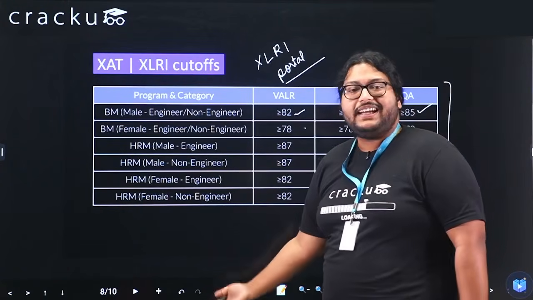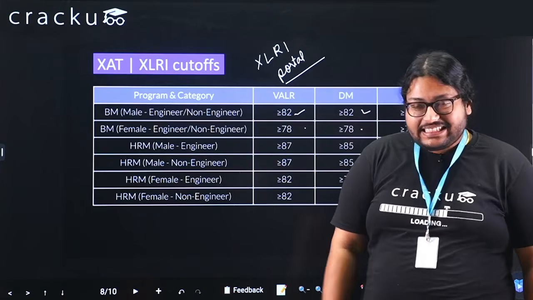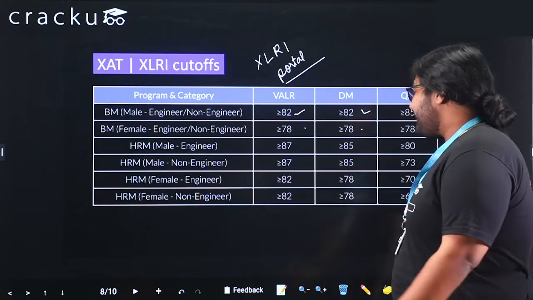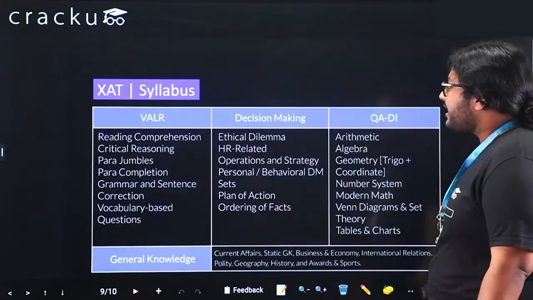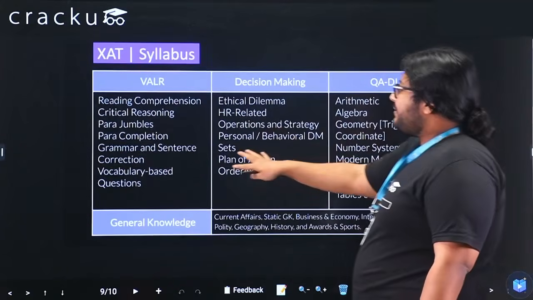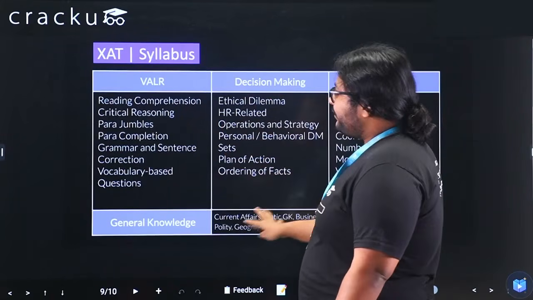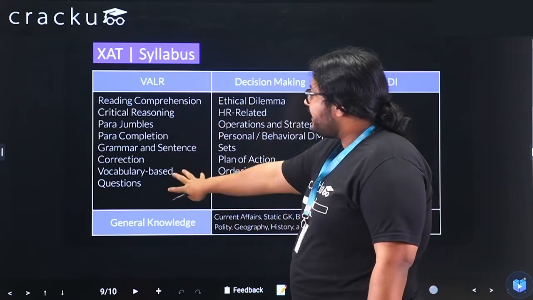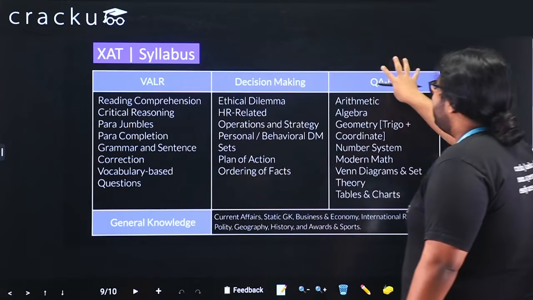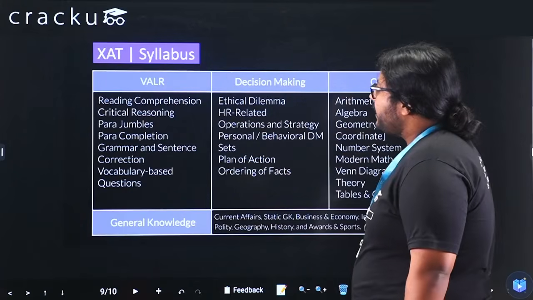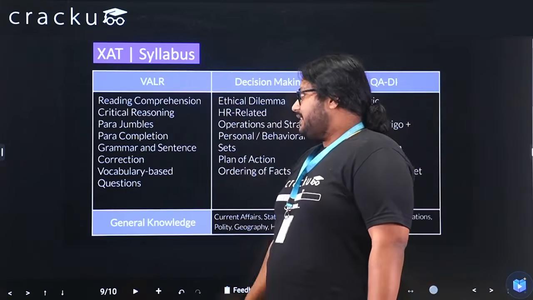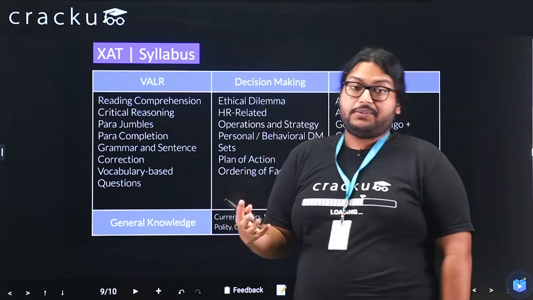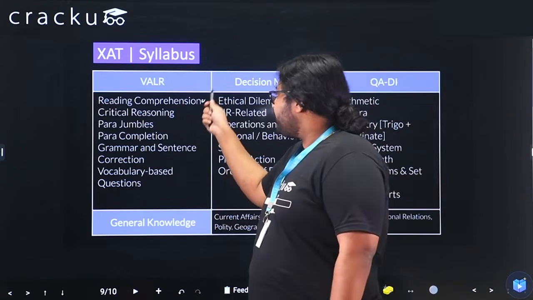Now let's discuss the syllabus, which is the main point of discussion here. So that syllabus we've divided into 3 sections, 4 basically. So we have the VALR section, we have the decision making section, we have the QADI section. Talking about the VALR section, the first and more important thing is reading comprehension.